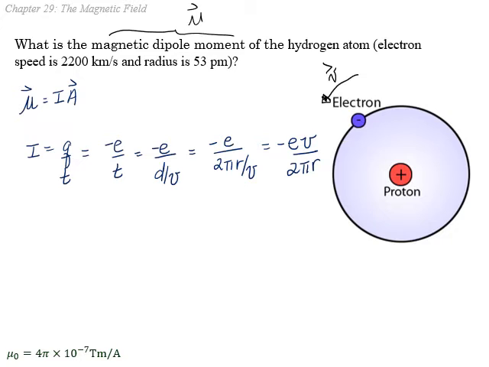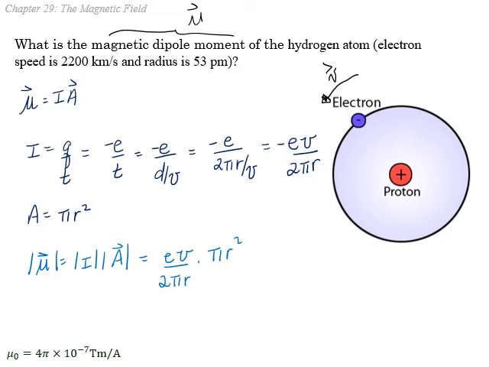What do we mean by the area? Area is a vector. The magnitude of the area vector is pi times r squared. We are going to discuss direction, but let's finish off with the magnitude first. So the magnitude of our magnetic dipole moment is the magnitude of the current times the magnitude of the area. The magnitude of the current means the positive value, so that's minus EV over 2 pi r, times our area, which is pi r squared.